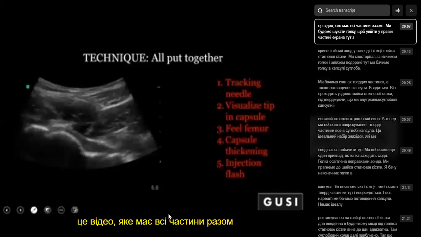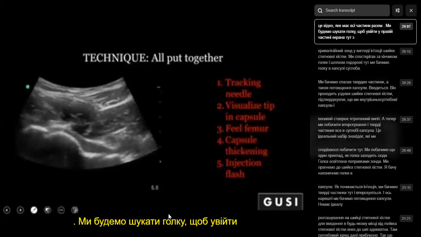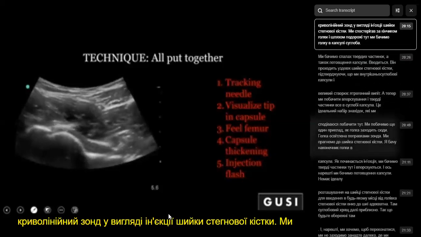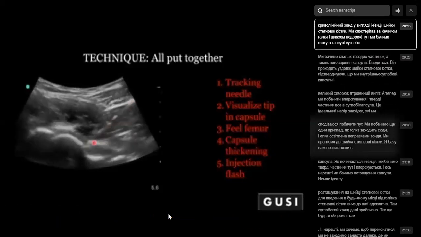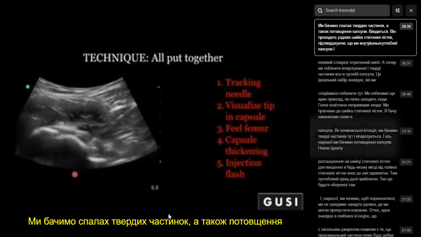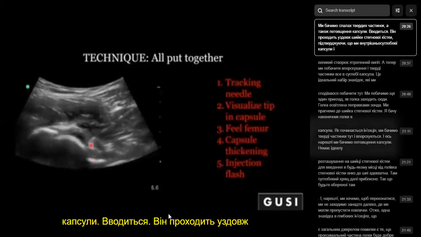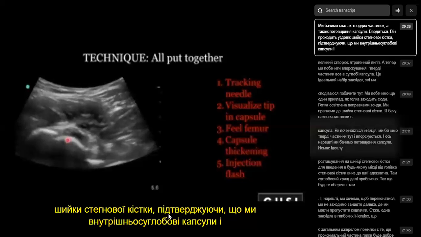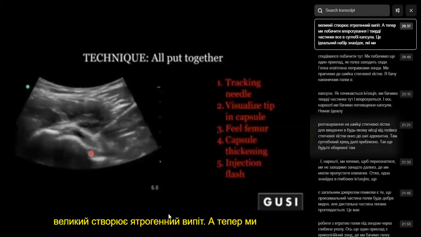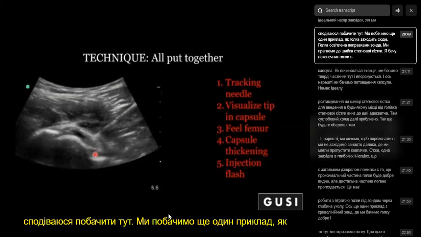So let's watch this video that has all of the pieces put together. We're going to look for the needle to enter on the right side of the screen. Here with a curvilinear probe in a femoral neck view injection, we watch the tip of the needle and the travel path. Here we see the needle in the joint capsule. We see the particulate flash as well as the thickening of the capsule. The injectant runs along the femoral neck, confirming we're intra-articular. The capsule enlarges, creating an iatrogenic effusion. And now we see the injectant and the particulate all in the joint capsule. This is the ideal set of findings we hope to see.